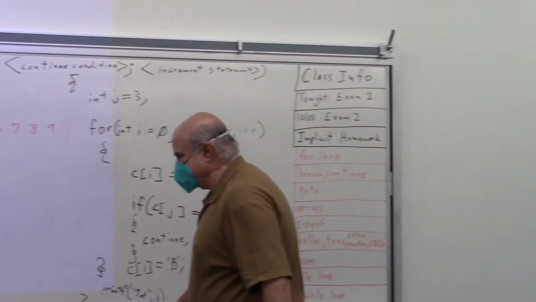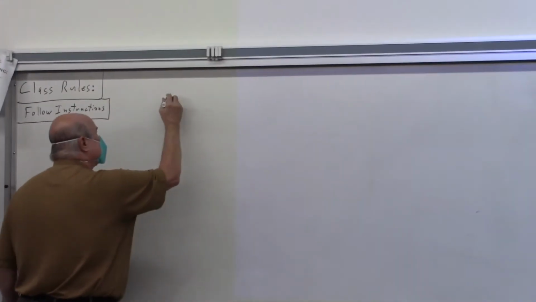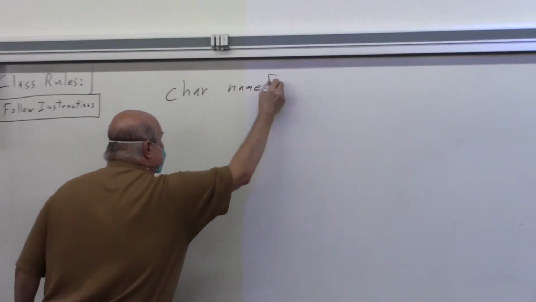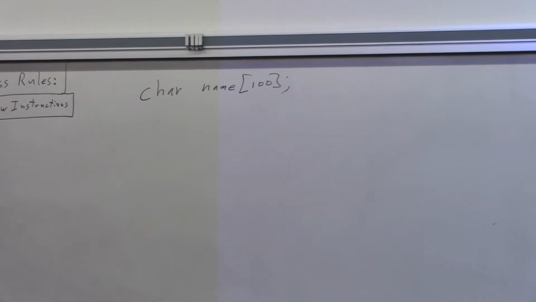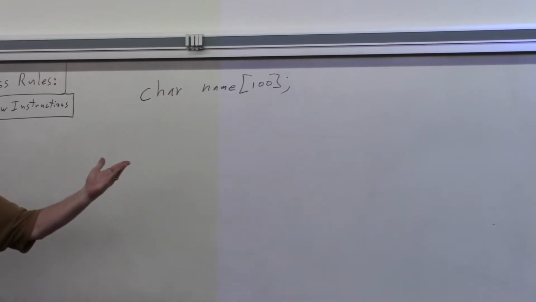Arrays. Let's talk about arrays. Okay, so this declares a character array with 100 characters. If I'm going to use it as a string, that means I can only have a string of 99 characters because it has to have a terminating null character, \0. Now, this is a pretty simple array.